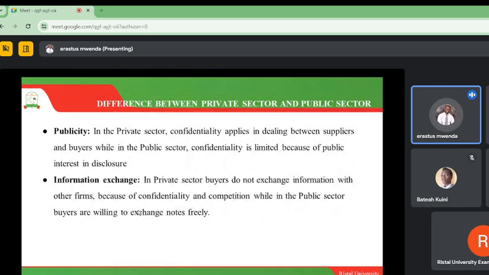Other differences are in terms of publicity. In the private sector, we are saying there is confidentiality that applies in dealing between suppliers and buyers. So I may not really know, or you may not really know, who is delivering goods and services in a company X, for example, in Juba or in Nairobi. But if it is a public engagement, the public is aware, and that's why we are saying it is limited because of public interest in disclosure. So those that tender may know what is happening around in the public sector.